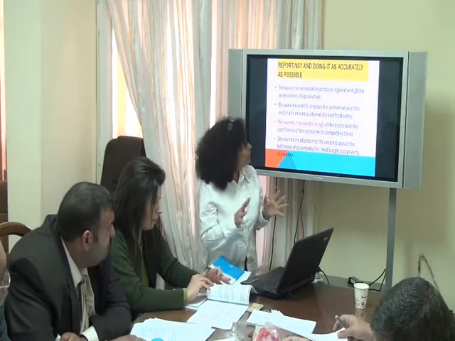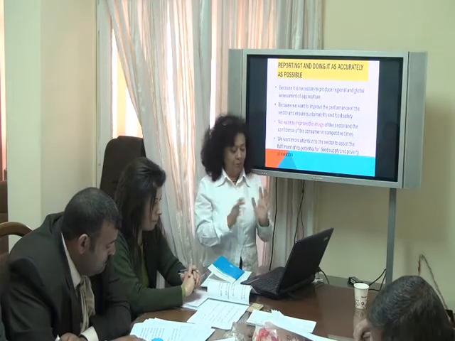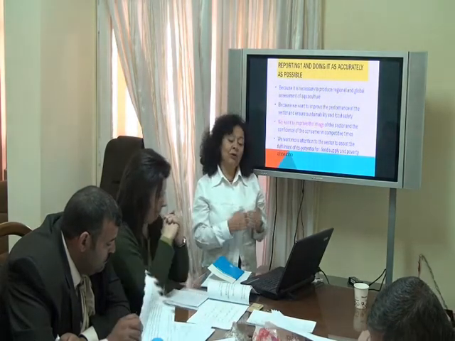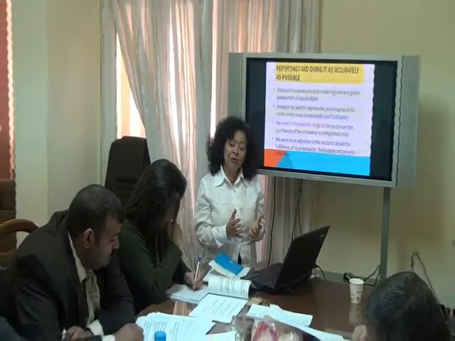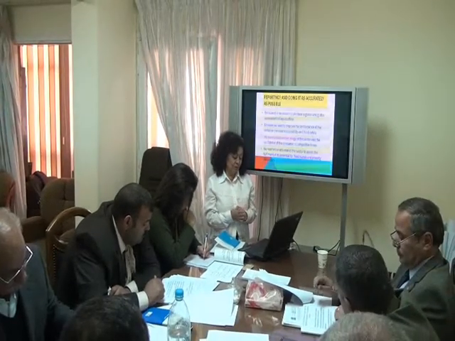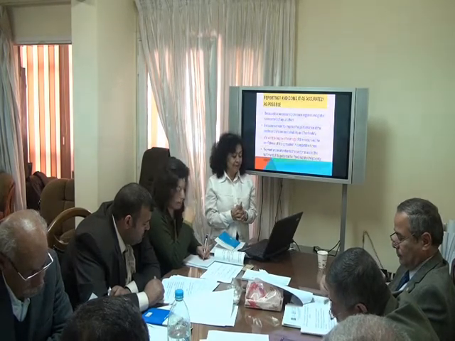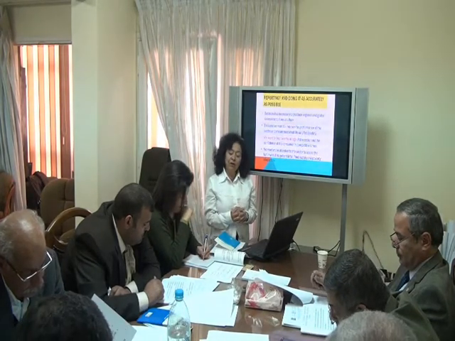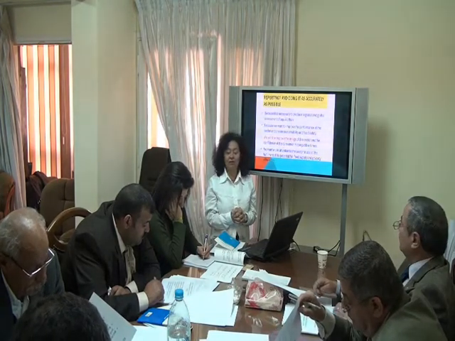But this is the important part. Why it is important to comply with the code and also to comply with the reporting, and why it's important to do it as accurately as possible. There are several reasons. The first one is because for FAO it's very important to produce regional and global assessments of aquaculture.